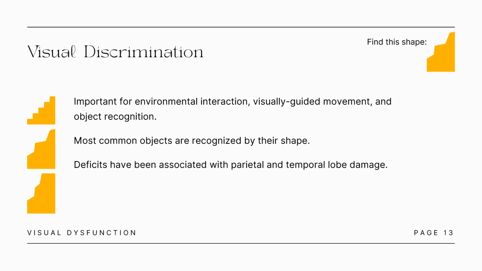Visual form discrimination helps us tell objects apart from one another based on their shape. It's how we can discriminate between an orange ball and an orange. We tend to recognize objects by their shape, so form perception is critical for ADL. This skill is also important for interaction with our environment and visually guided movement.